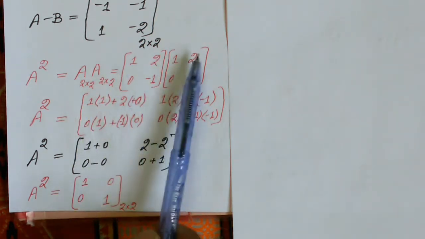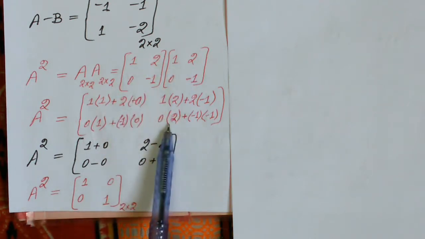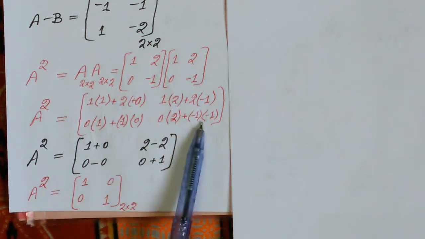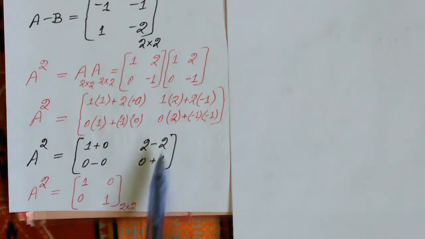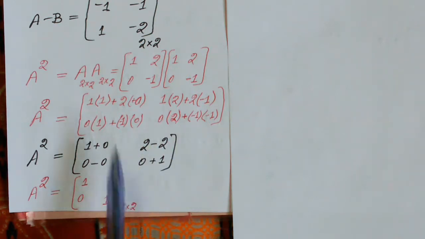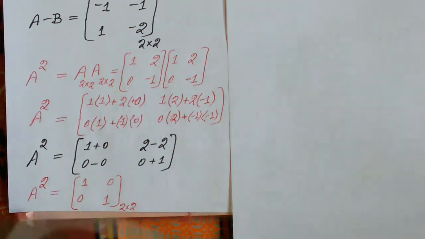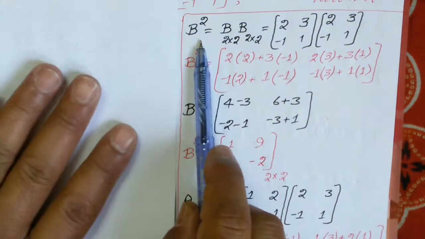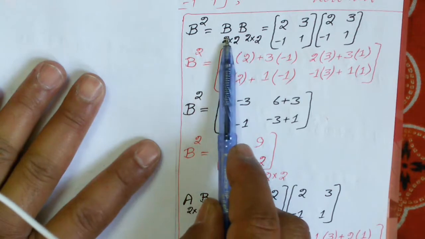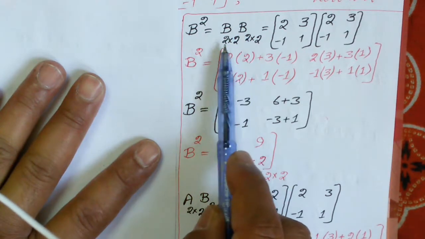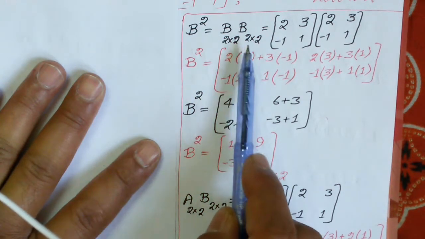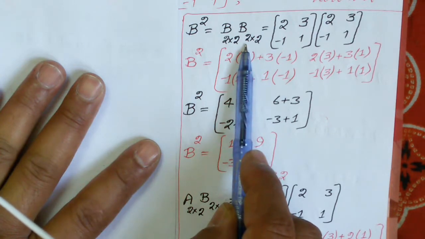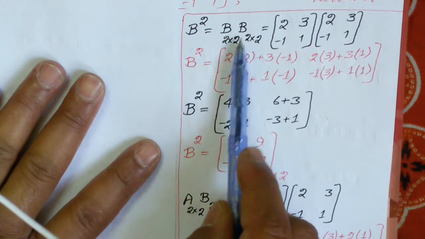Multiply the second row with second column. 0 multiplied by 2 plus minus 1 multiplied by minus 1. 0 plus 1. Resultant quantity is 1. Row is second, column is second, which is equal to A square. Now B square. To calculate B square, multiply B with B. The order of the matrix B is 2 cross 2, and the matrix B is a square matrix.